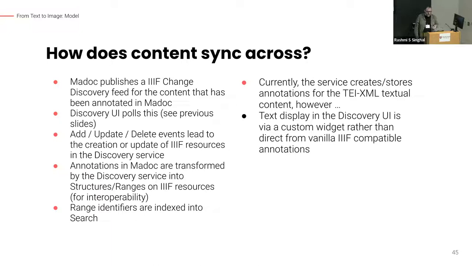And when the discovery environment finds any of these, it fetches them, it pulls them in. It then indexes all of those annotations into search, so you can search for things by content, but it also transforms those annotations into ranges. So the manifests don't have ranges at this point, but it builds a table of contents as triplet ranges from the annotations that have been created, so that the manifests that come out will be interoperable. You can use those ranges elsewhere.